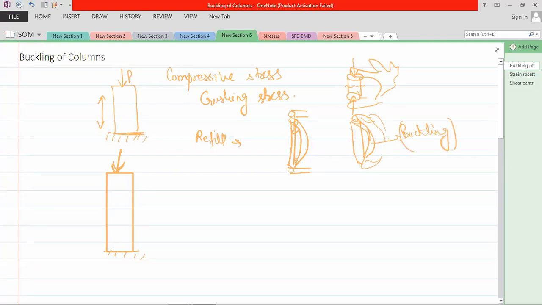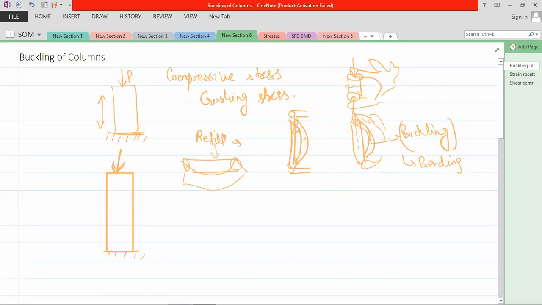This is called buckling, and this is a phenomenon of bending. Bending means the body is bending in the transverse direction. In the first case, you apply force and the body bends like this. But here you are applying it in a different direction, so it is bending like this. I hope you have seen from the refill example that this is buckling.